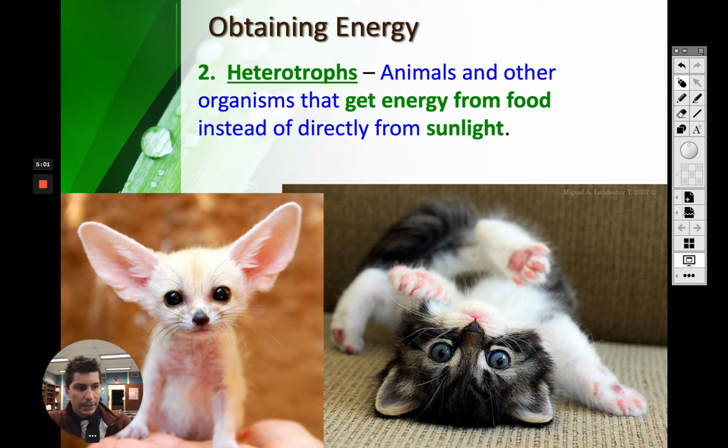So you got the cow that's going to eat the plant. So we got a heterotroph that ate an autotroph. And then we're going to eat the cow. So we're a heterotroph eating a heterotroph. But that heterotroph, the cow, obtained energy from the autotroph, the producer.